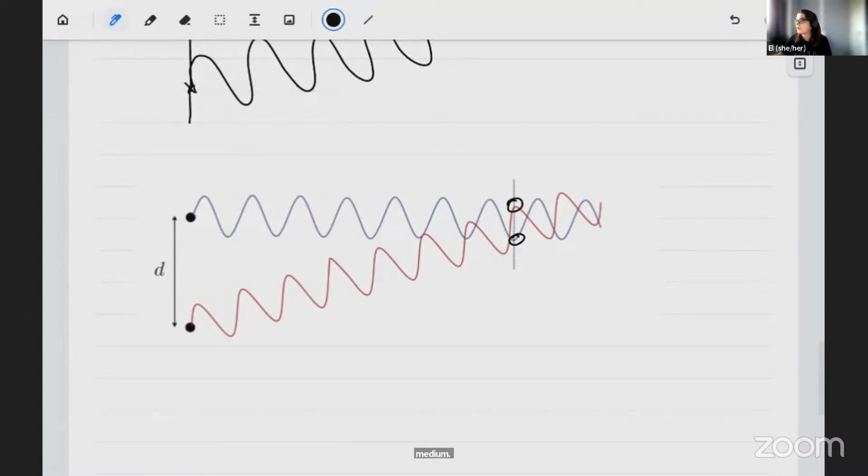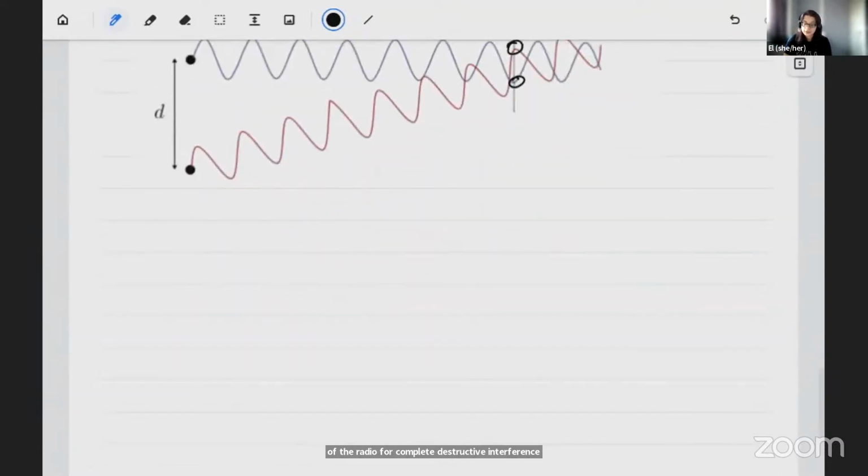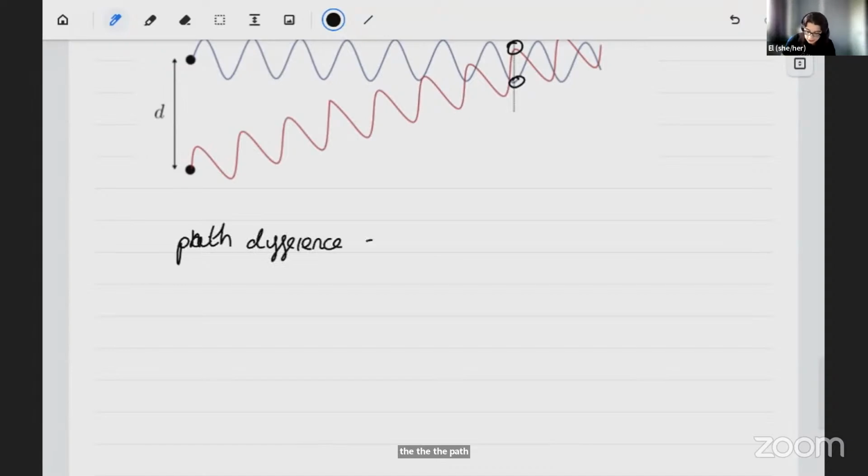Okay, so then we have part C of this problem that says, for a note of a single frequency and for a given separation between the two speakers D, what is the maximum wavelength lambda and orientation of the radio for complete destructive interference? So the condition for destructive interference is that the path difference between the waves, and I'll explain what that is in a second, is an odd number of half wavelengths.